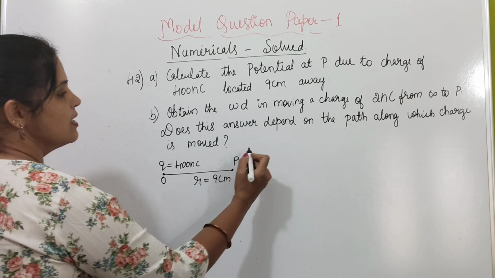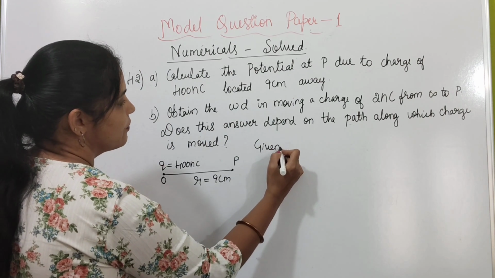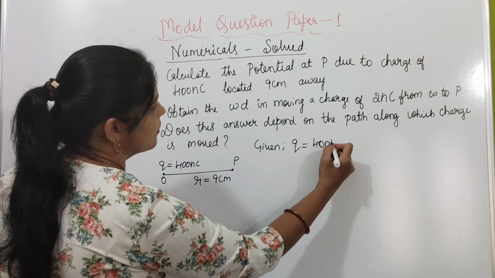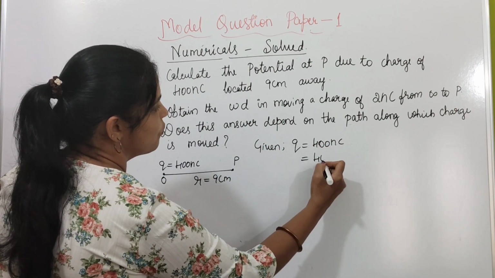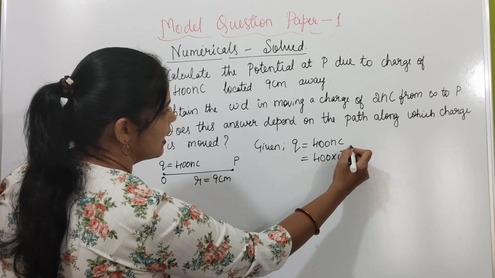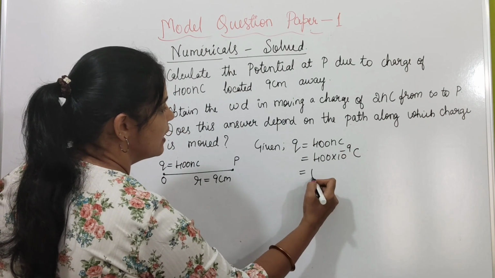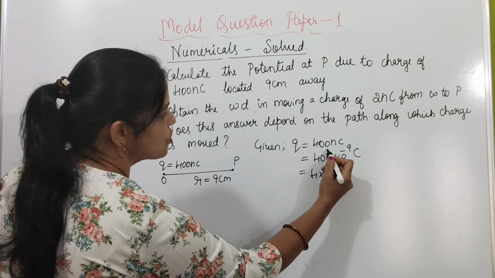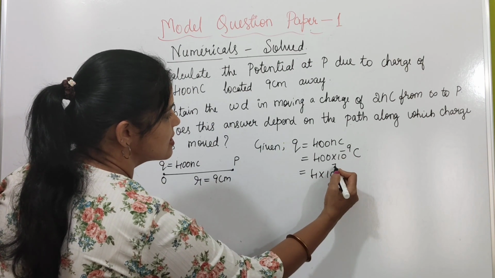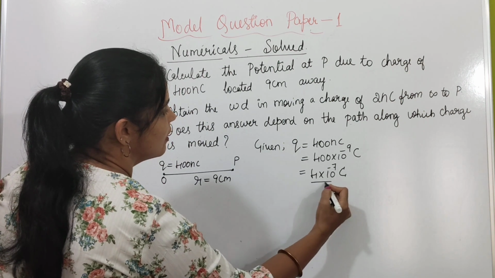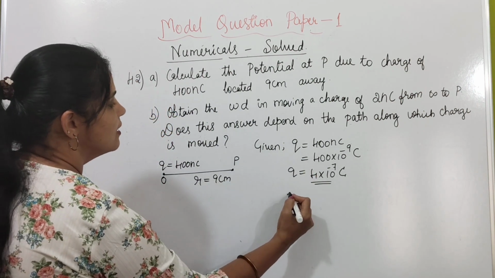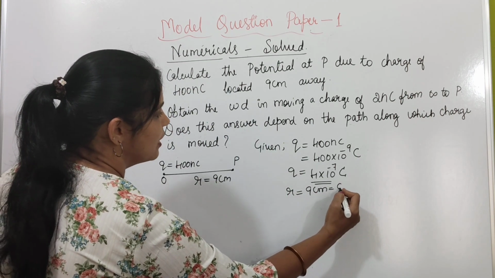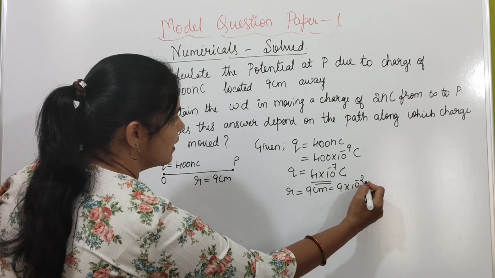First thing, always write the given. The charge is given, which is 400 nanocoulomb. It is better to write 400 nano as 10 to the power minus 9 coulomb. Now you write it as 4 into 10 to the power minus 9 plus 2; 100 is 10 to the power plus 2, so minus 9 plus 2 is minus 7. This is Q. And the distance R is given as 9 centimeter. You convert that to SI unit: 9 into 10 to the power minus 2 meter.